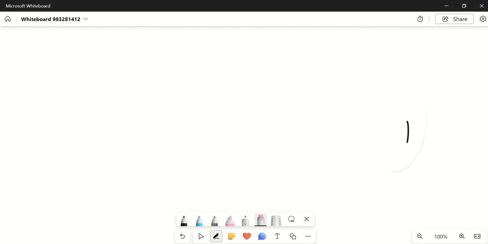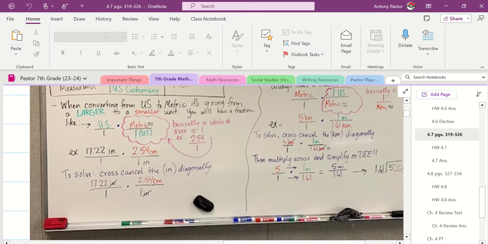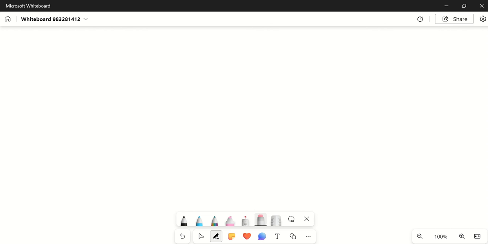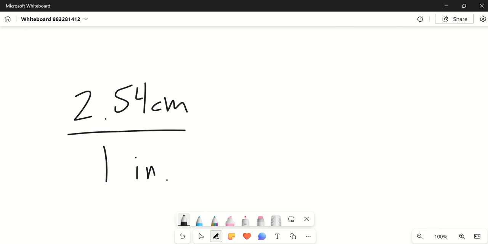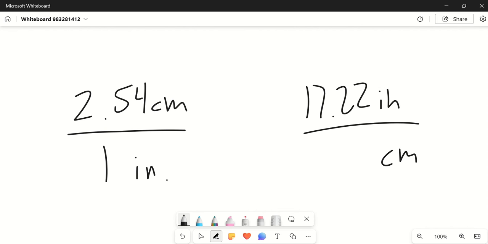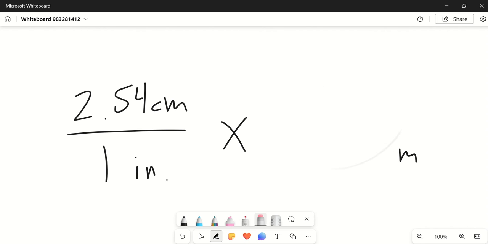So let's go back to our original. We have 1 inch as our unit of measurement, and 1 inch equals 2.54 centimeters. Now we want to find out what 17.22 inches equals in centimeters. Instead of a mystery number, we're just going to put it over 1. And we will multiply.